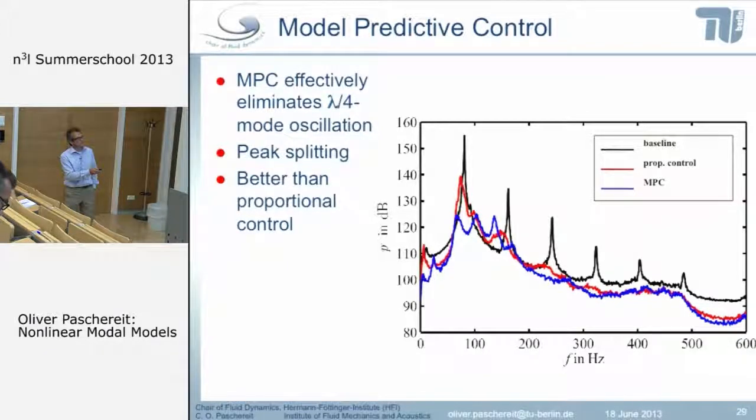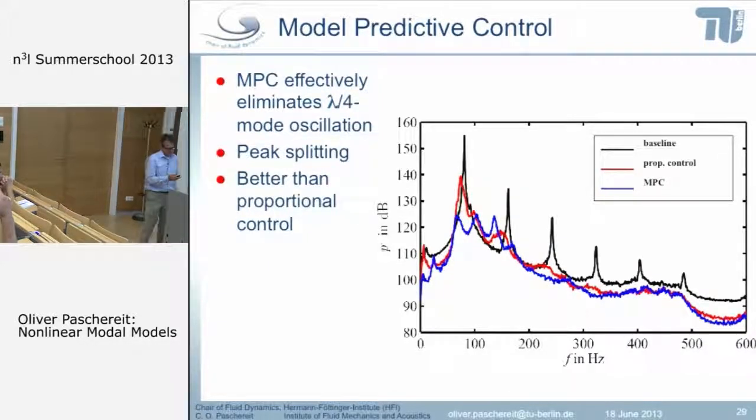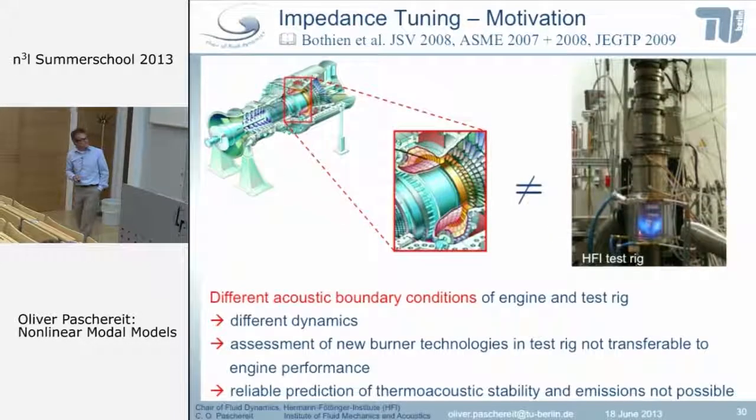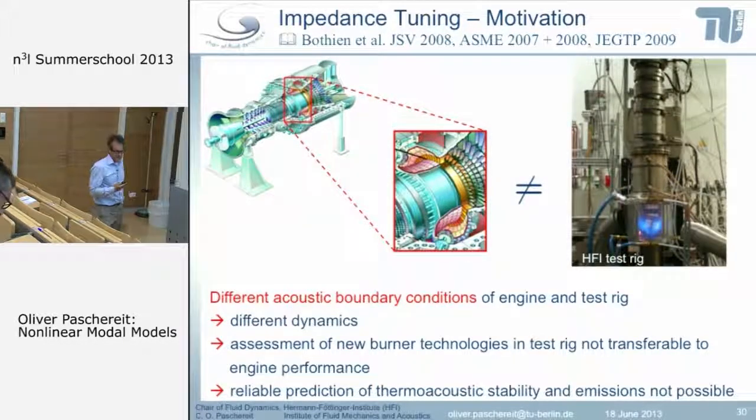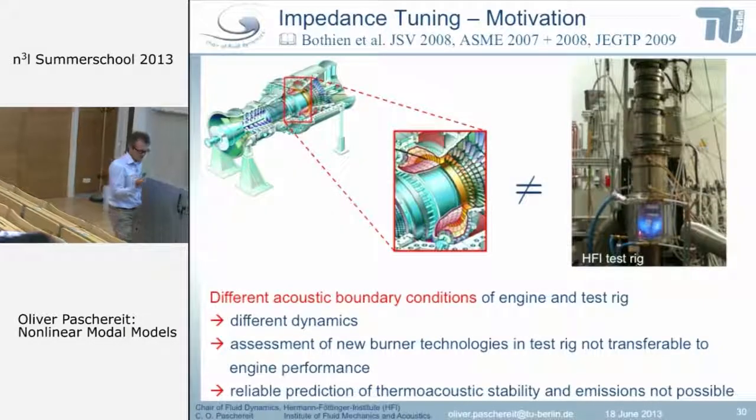For example, this is a pure proportional control, just feeding a signal into your controller and applying a phase difference and thus suppressing your instability. And the model predictive control works much better, much more effectively. And having this in mind, we can actually apply these techniques to do something really nice.